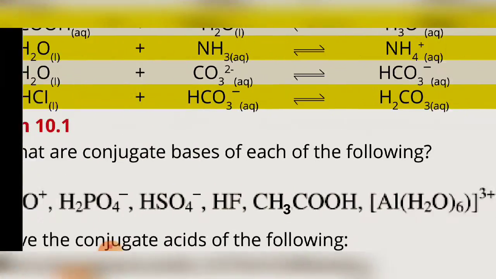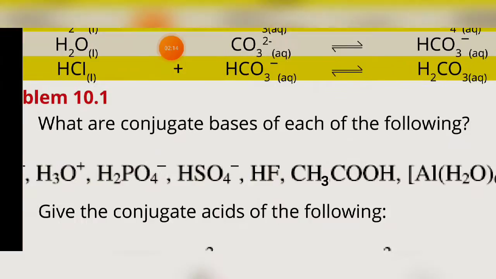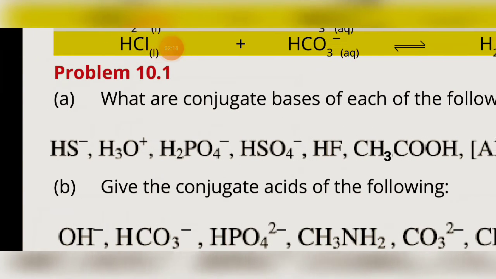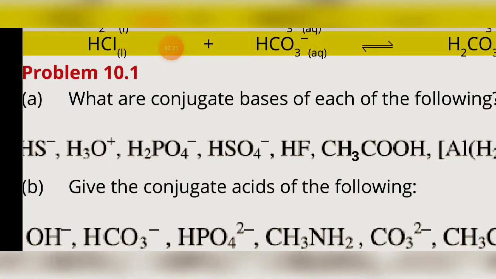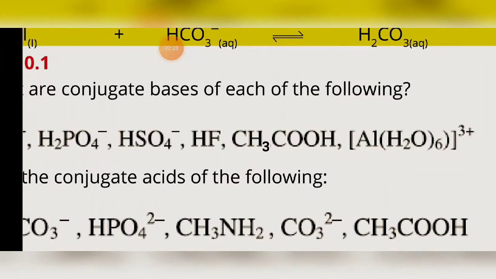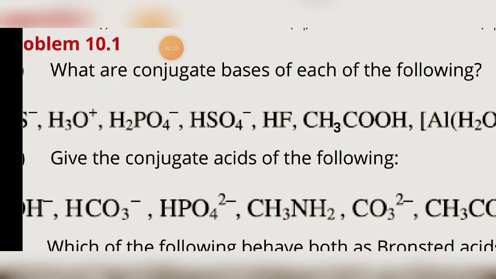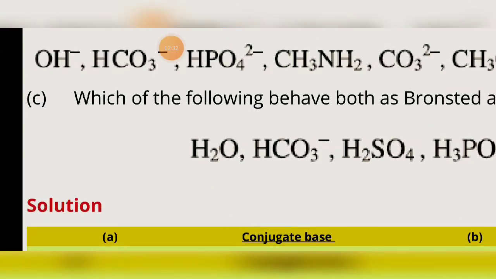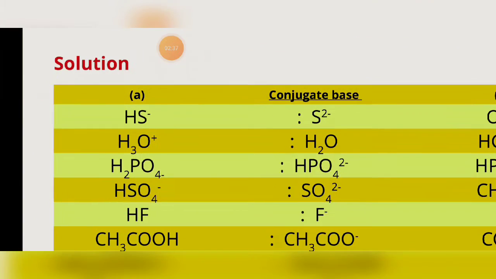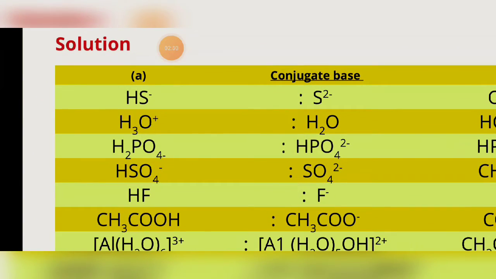Similarly, problem number 1: what are the conjugate bases of each of the following? Hydrogen sulfide and hydronium, these are all acids, and when they donate one hydrogen, they will convert into conjugate bases. For example, here is the solution of problems 1 and 2. Hydrogen sulfide, after donating a proton, will convert to HS negative and it will form the conjugate base.